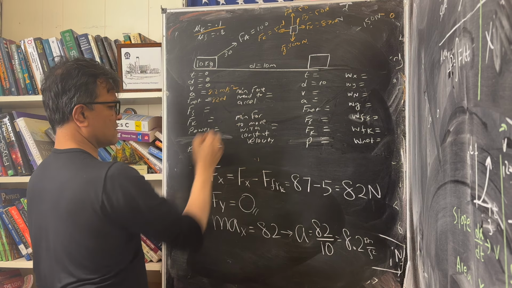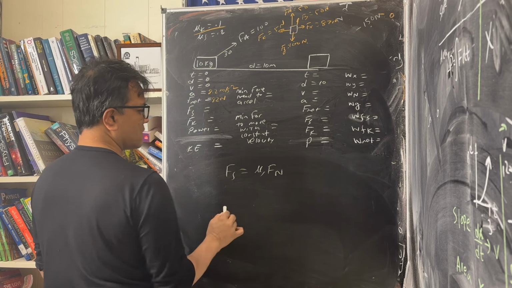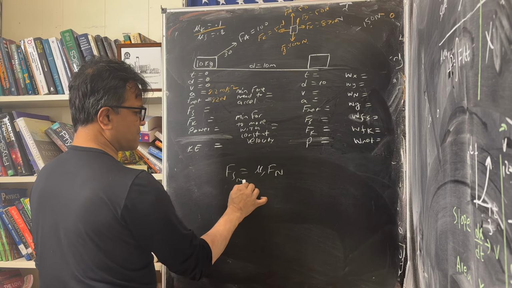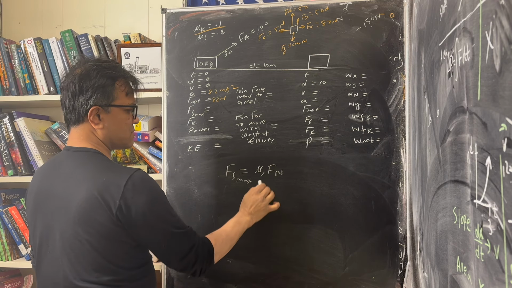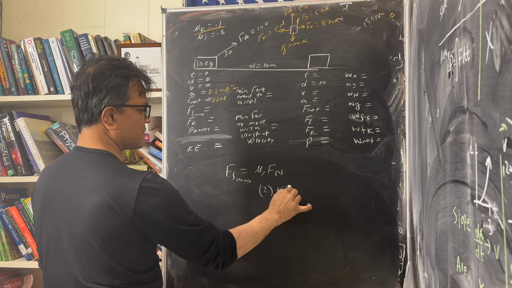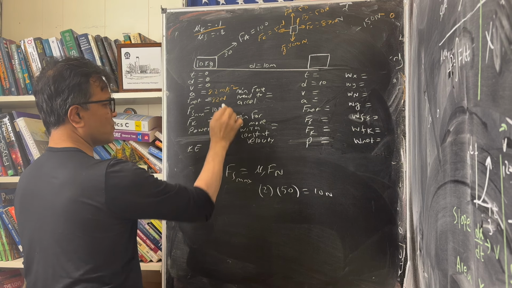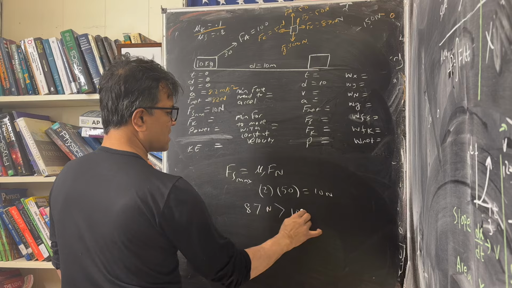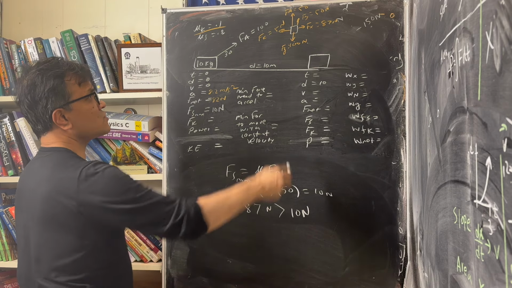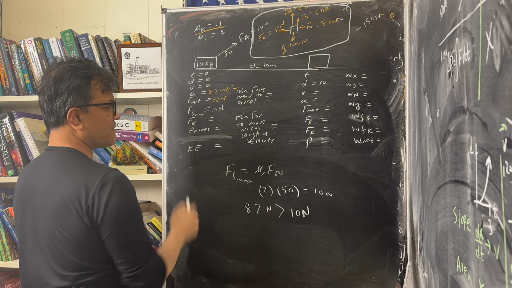Is that right? So Fs, assume that it was unmoving. What is Fs max? Well, max is 10 Newton, because 0.2 times 50 is 10 Newton. Why is the object moving? Because 87 Newton is bigger than 10 Newton. So the object is moving. So this diagram is correct.